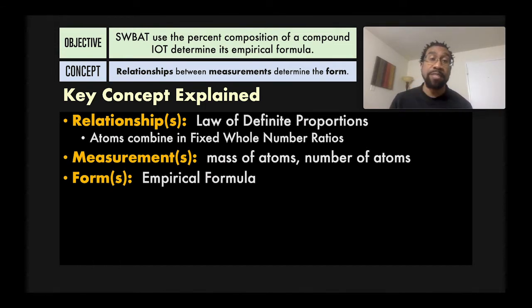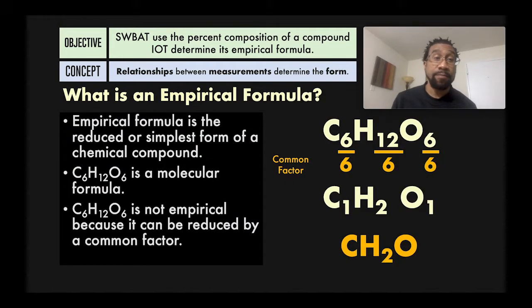Next, we have measurements. In order to find the empirical formula, we need to take into account the mass of the atoms that are involved and the number of atoms that are involved, okay? And then finally, the form that we're simply going to focus on today is the empirical formula only, all right? So what is an empirical formula? Here's just a quick review.